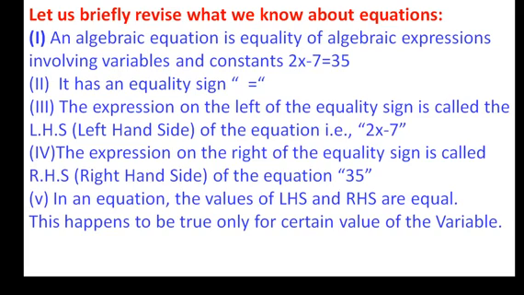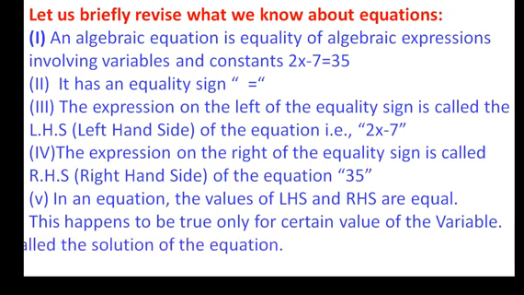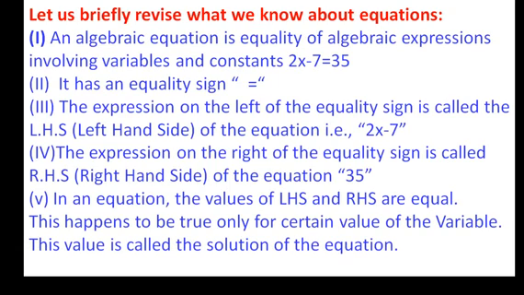I already explained how we find it. So 2 into 21 is 42. 42 minus 7 is equal to 35. So for x value 21, it is true. This value is called the solution of the equation. So 21 is said to be the solution of the equation. x is equal to 21 is the solution of the equation.